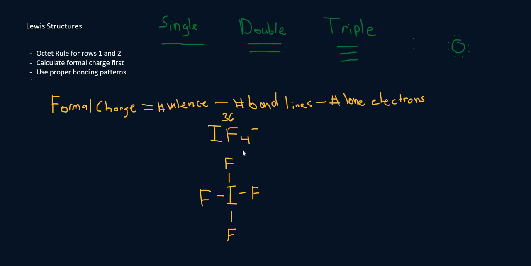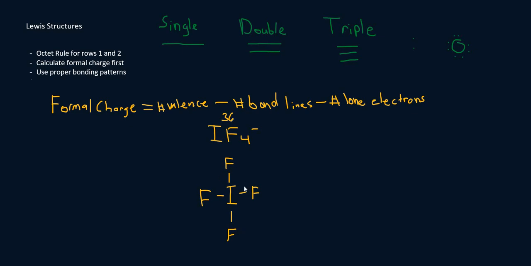So for IF4-, which is this compound right here, this is the skeleton structure for it. So you see that we have a negative charge on this compound. And so if you add up the total number of valence electrons, you'll get 35 plus this extra electron. So remember, this negative charge represents 1 extra electron, which brings our total from 35 up to 36 because we're adding it on to the total.